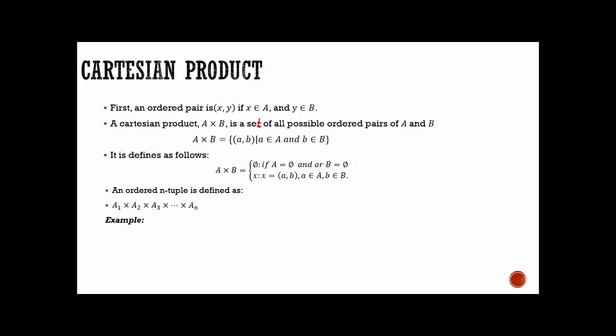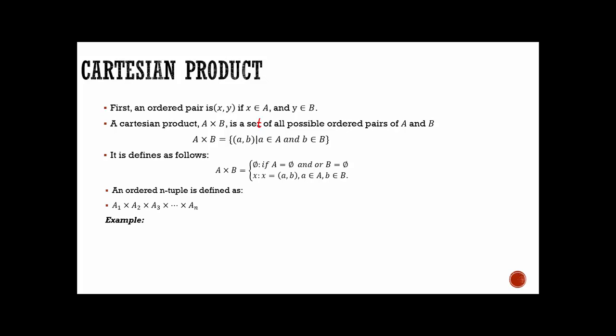So the cross product of A and B is going to be equal to the elements such that a is part of A and b is part of B. It is defined as follows. It will be equal to the empty set if either of these two sets is empty, and it's going to be equal to x equals (a, b) if we have elements a in A and b in B. Another n-tuple is defined as the multiplication of all these sets, A1 cross A2 and so on.